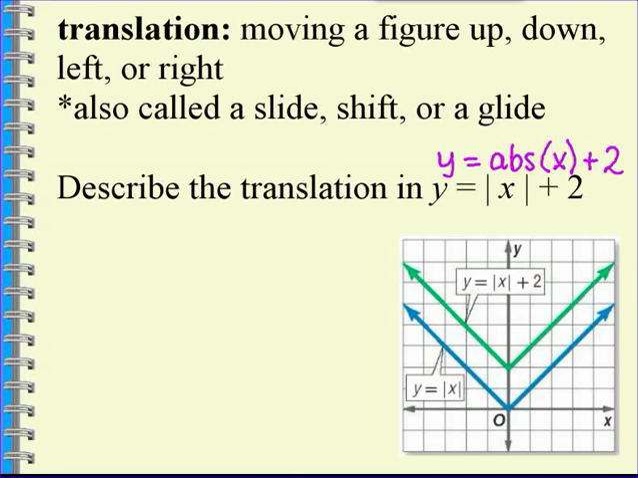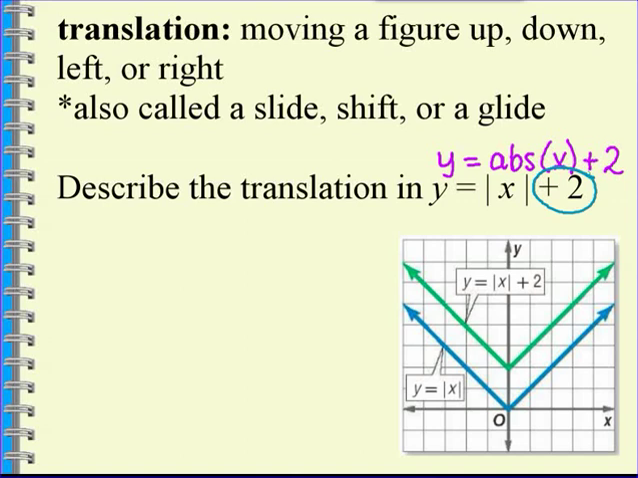The first graph was in blue, the second graph is in green. So what have I done to that second graph? Moved it up? How many? 2. I've moved it up 2, so I have translated the graph or slid the graph up 2. Where do you think the 2 comes from? Ah, the plus 2. Good.